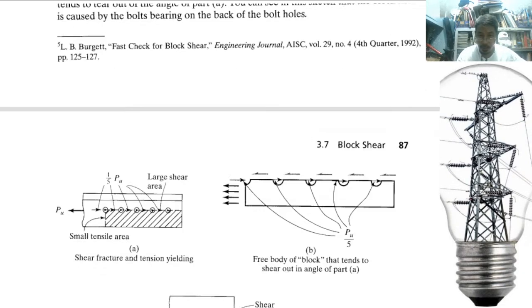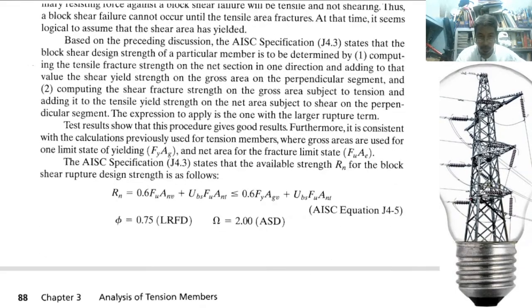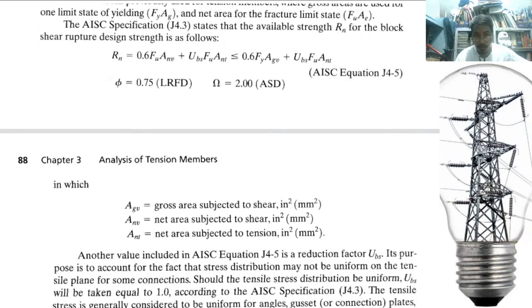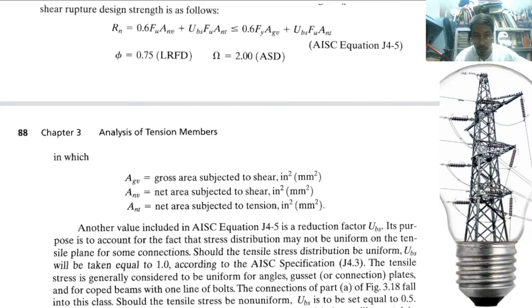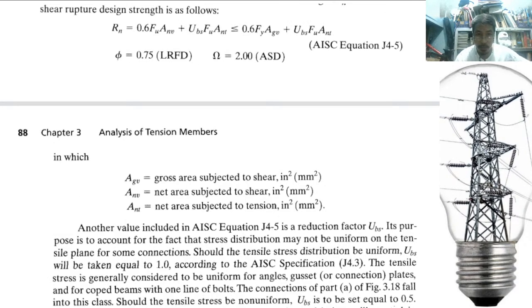That is not equal to the yielding and rupture. So let us find out the formula. The formula for block shear, as I already explained in the previous module, has two equations that we have to compare. This one is just equal to this one. We have to compare this one to this one.